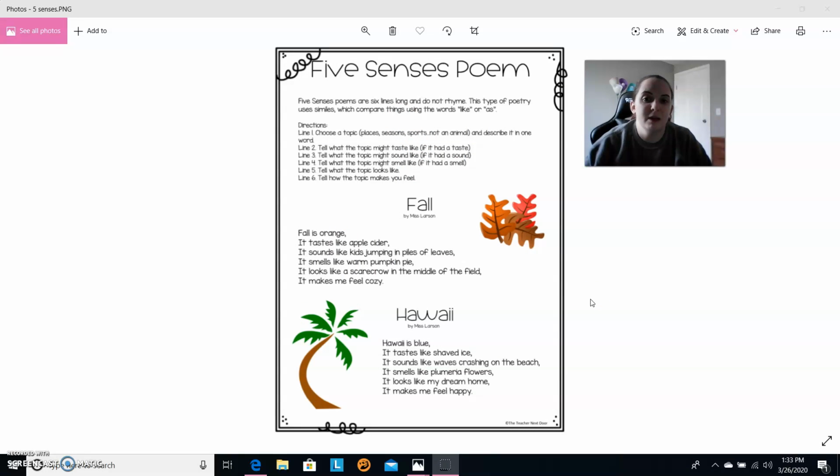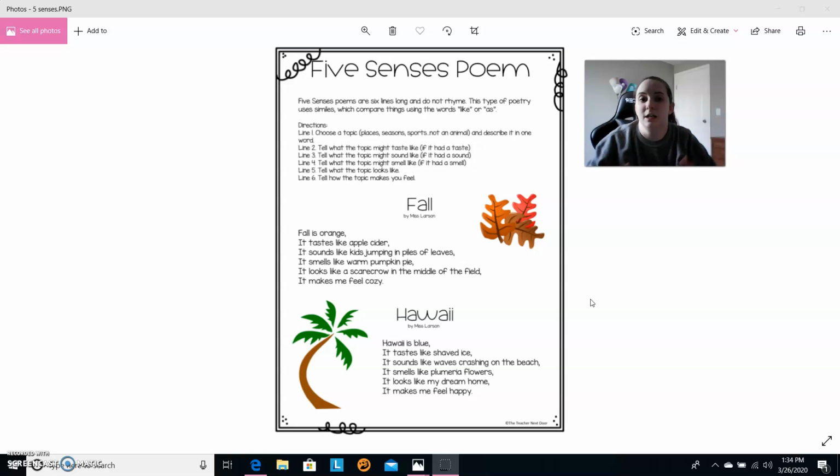A five senses poem is usually 6 lines long and it doesn't rhyme. They spend most of the time using like or as, which are similes, so they're comparing it to something else. So for example, they use fall. Fall is orange. So the first line is they chose a topic and described it with one word.